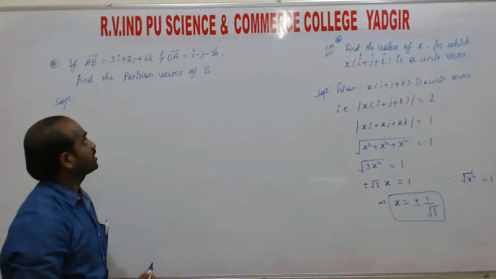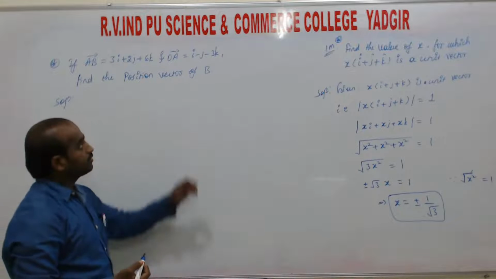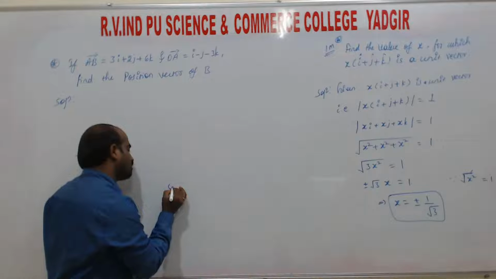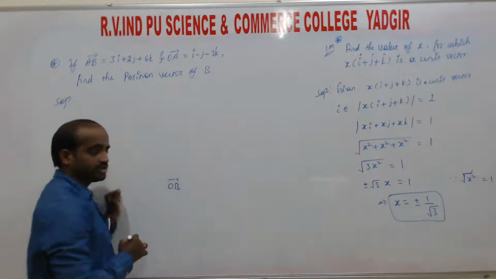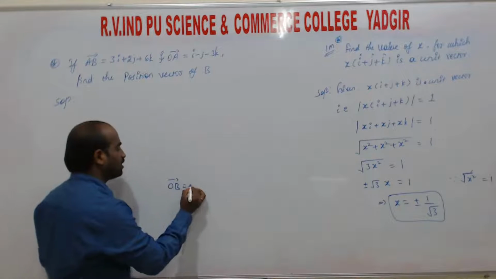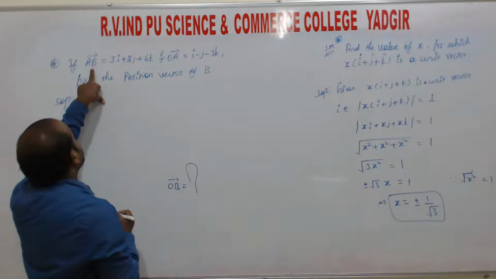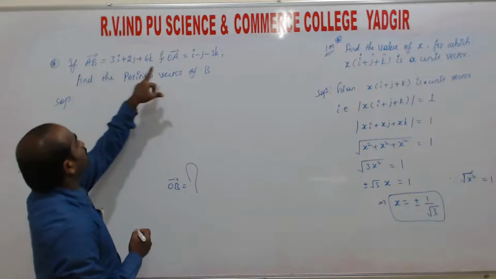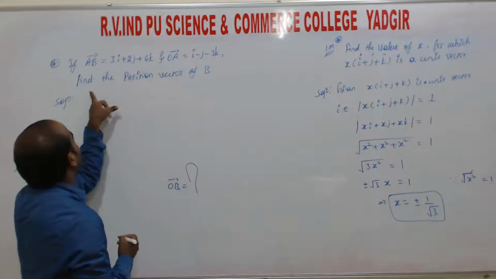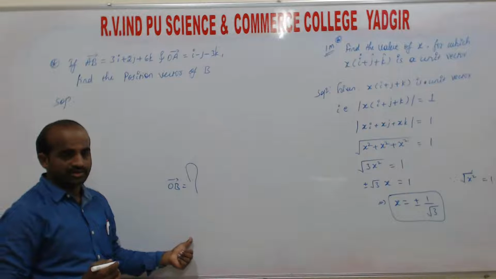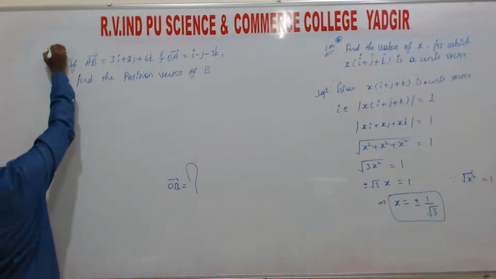B is the position vector of the point B with respect to the origin, that is the OB vector. If OA and AB are given, then find the position vector of B. If OB and AB are given, then find out the OA vector. This one is also an important one-mark question.